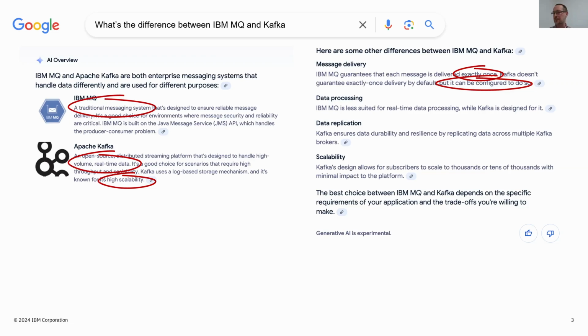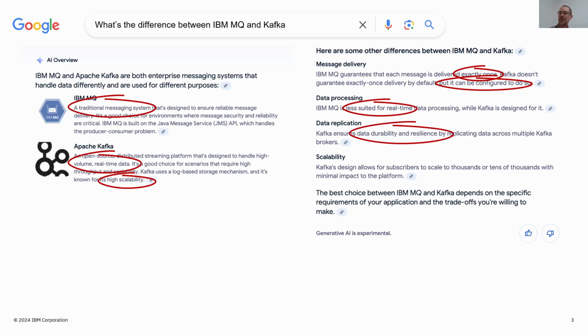The configuration to do so isn't just to switch it on. You actually have to switch lots of other stuff off in order to get that. MQ is less suitable for real-time data processing, while Kafka is designed for it. I think that's interesting to pick at later, because people have been using MQ for real-time data processing for the last 30 years.